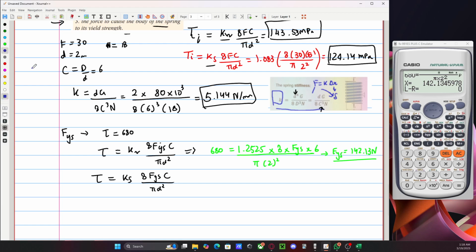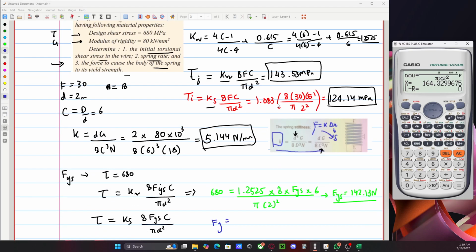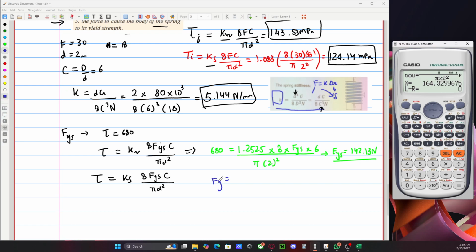And we're going to do the same thing for Ks, if we use Ks. The only thing we're changing is our K value. So if you go back here, this will be 1.083333, and again shift solve, and we get 164.33 newtons. You'll see that using Kw gives you a more conservative estimate, and the other one will give you a bit larger estimate for the force.